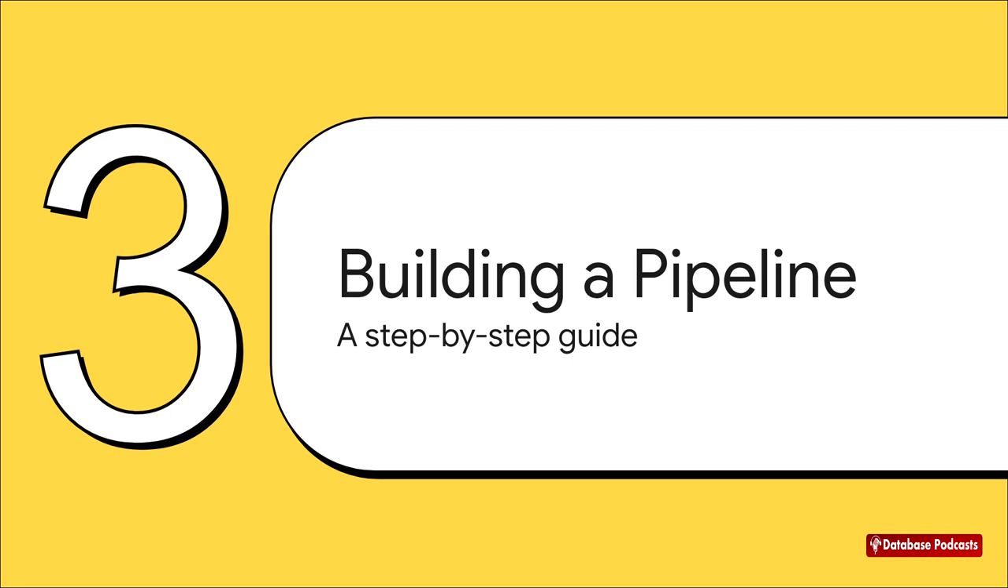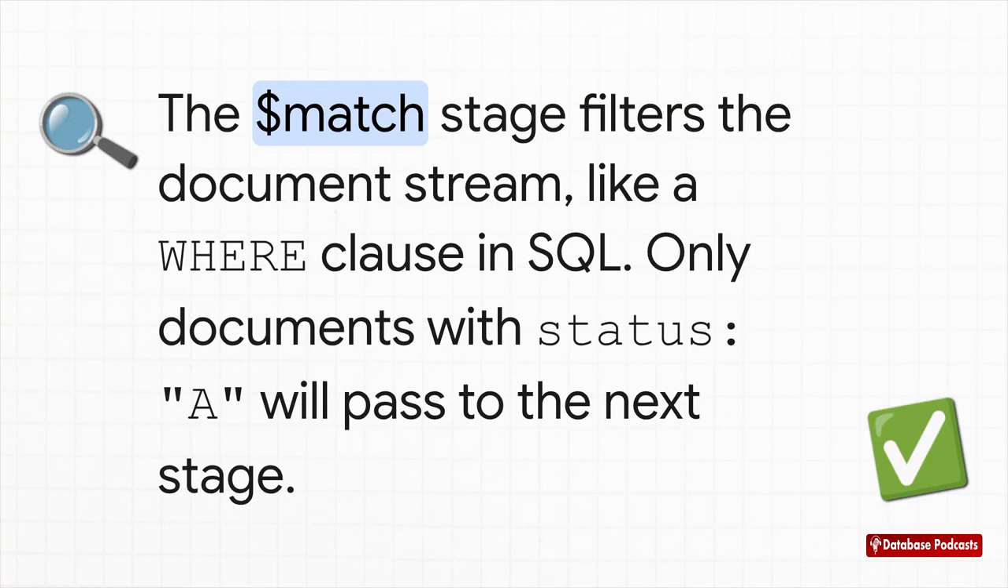So let's build a pipeline right now, and we'll do it by translating a really common SQL query, piece by piece. Okay, step 1. Let's imagine we've got a ton of orders, but we only care about the active ones. In SQL, you'd slap a where clause on there. In the aggregation pipeline, our first stage is $match. It does exactly what it sounds like. It only lets documents that match our rule, in this case, status equals A, pass through to the next stage.